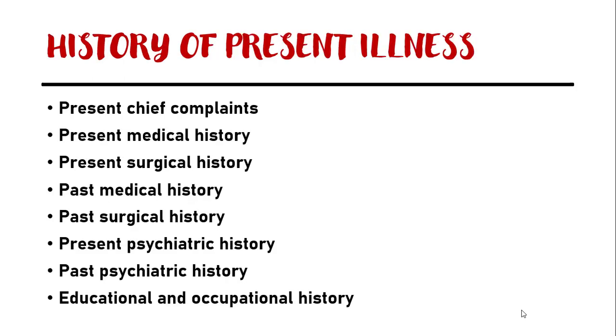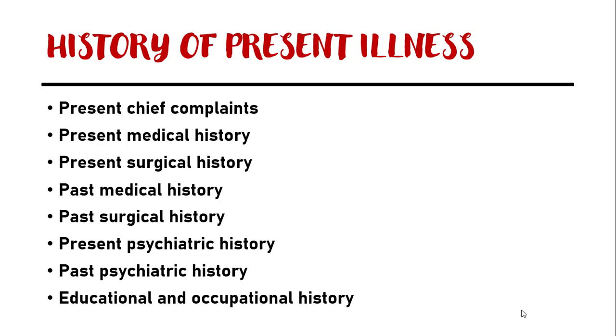Then the second section is history of present illness. That means you have to write the history of illness. Under that, the main thing is present chief complaints. You have to list out all the chief complaints of the patient based on the condition. Then present medical history. Any medical condition the patient is having and taking treatment for, you have to mention specifically under present medical history. And if there is no present medical history, you can write no significant history of present medical illness.